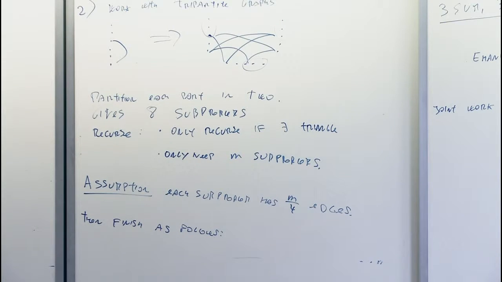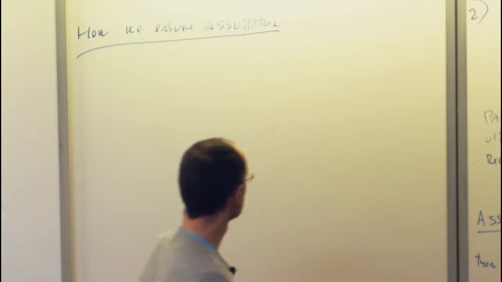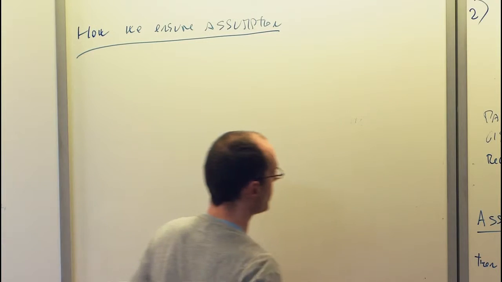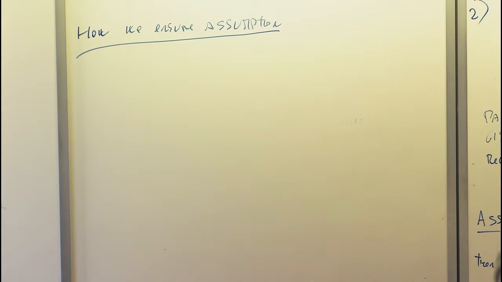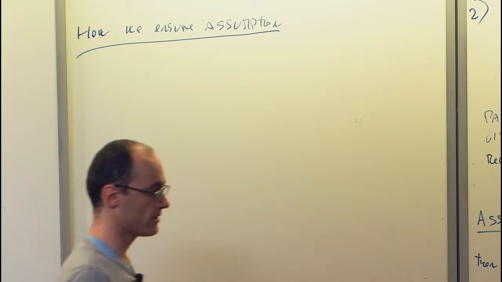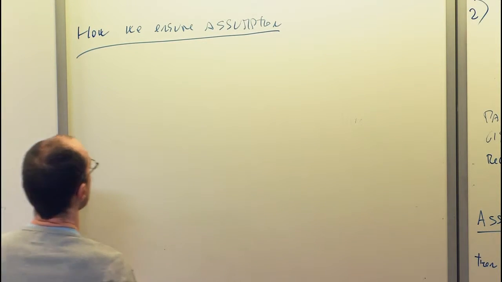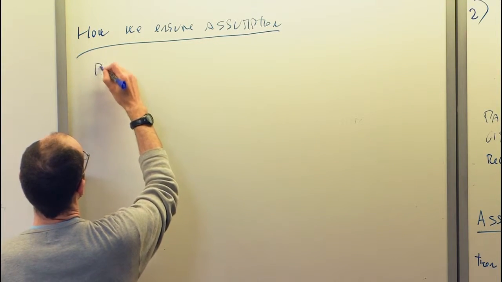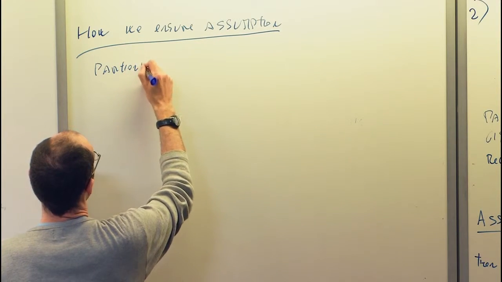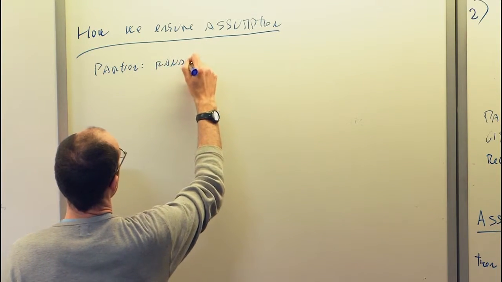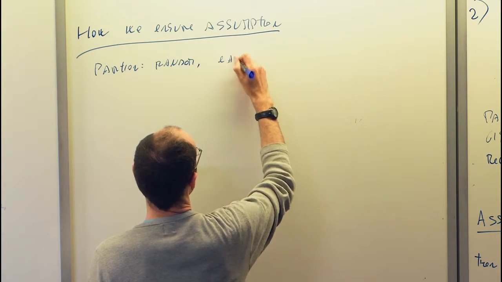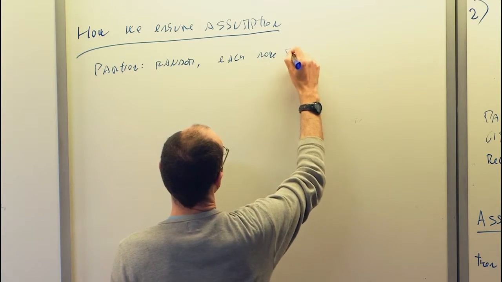How we ensure this assumption. Okay, so first of all, we're going to pick the partition at random. Each node is going to toss a coin to decide which side it is in. So the partition is random. Each node flips a coin.